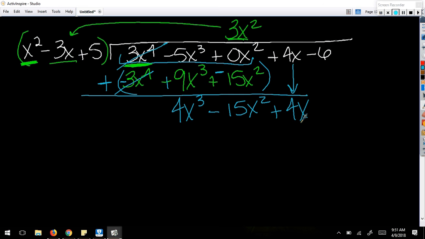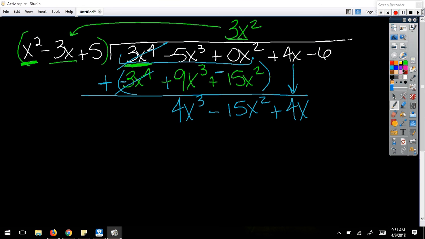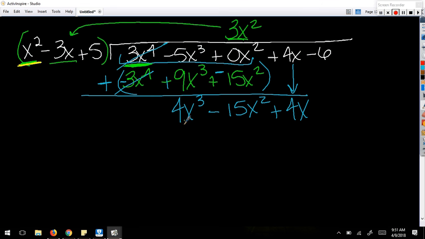So let's do that here. But remember, first terms only. We don't multiply by the first term. That's what you look at to find what goes up top. But then you multiply to everything, because we want this first one to cancel out. So what do you multiply x squared by to get 4x to the 3rd? Positive 4x, it goes in the x column.